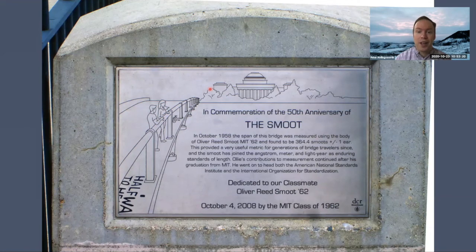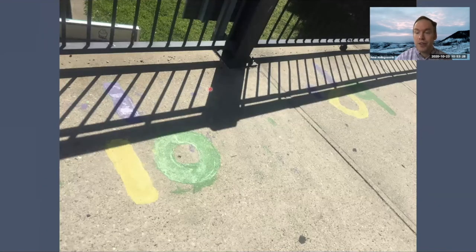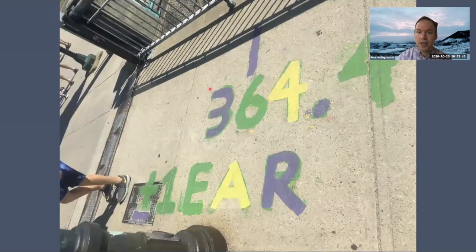Every year, his fraternity brothers mark the bridge as it stands. And the Harvard Bridge looks like this. We start in individual smoots, each one about 5 foot 7 inches long, or 1.7 meters, along the bridge from the Boston side to the Harvard side, or the Cambridge side. The Cambridge side is marked at the end of the bridge at 364.4 smoots, plus or minus 1 year.